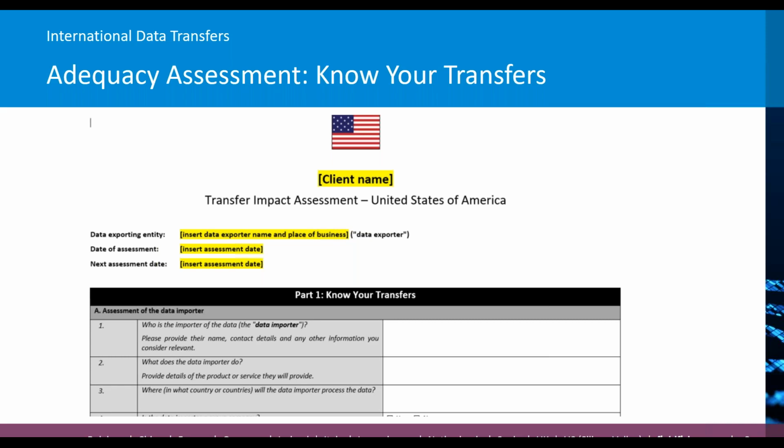If you remember a few slides ago, step 1, know your transfer. The form here is the Fieldfisher transfer impact assessment form. I know some clients on the call will have seen this. Know your transfers. You fill it in. You go on to phase 2. What is the transfer mechanism being used? I won't go through it all.